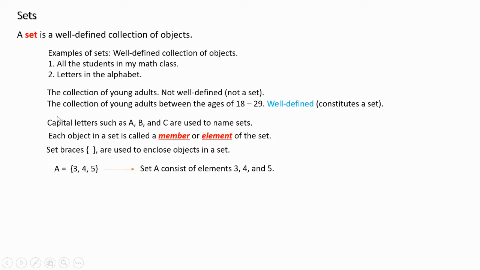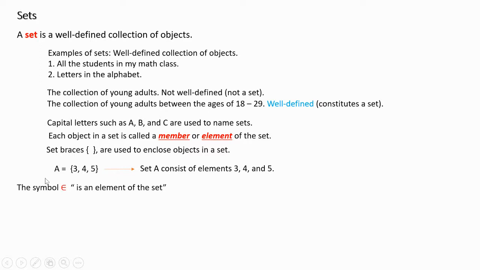You see, everything that I covered here, guys, with just the capital letter and with the braces, is all defined here. Capital letters such as A, B, and C are used to name sets. So this is set A. And each object in the set is called a member or an element. All these are called members or elements. I think in this book they like to call them elements. So 3, 4, 5 are the elements, and the braces have all the elements enclosed in that set.